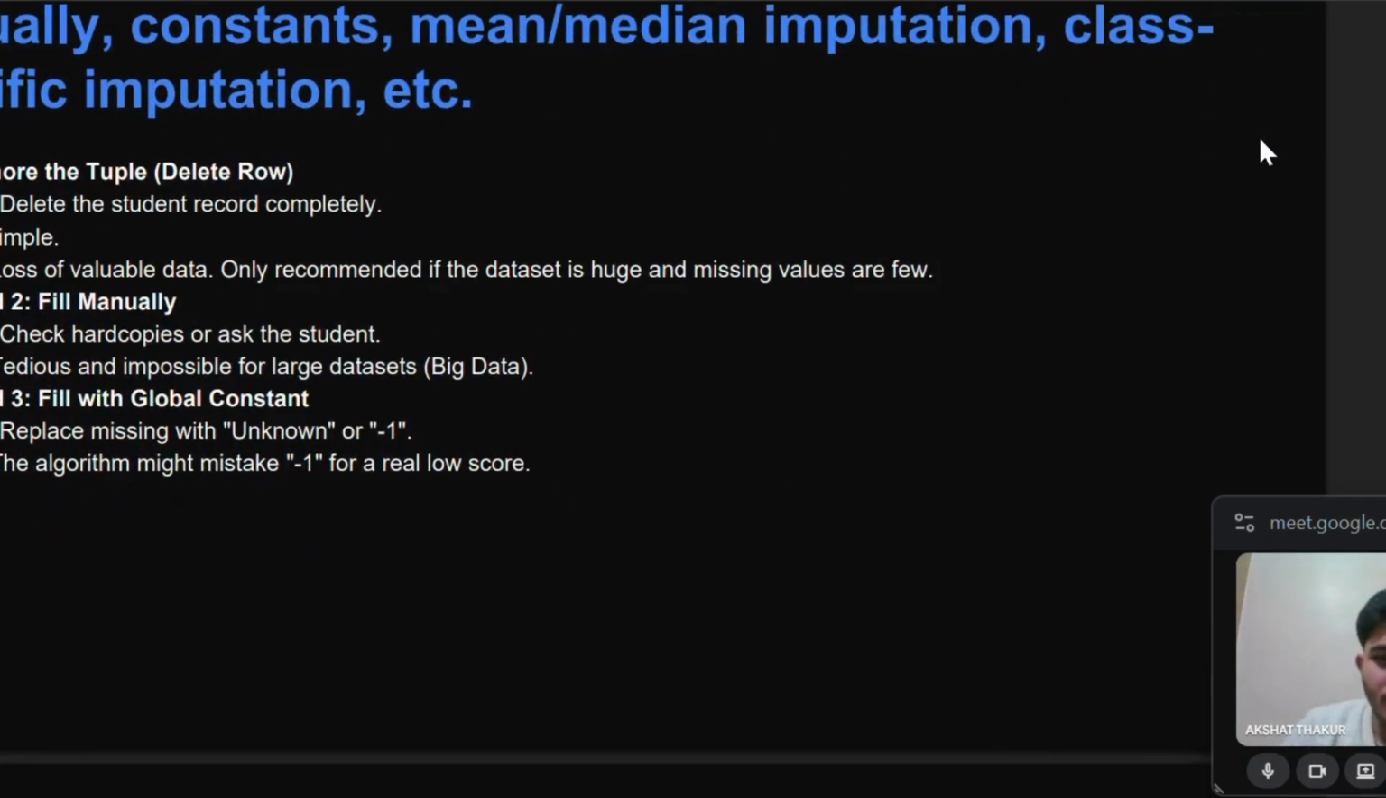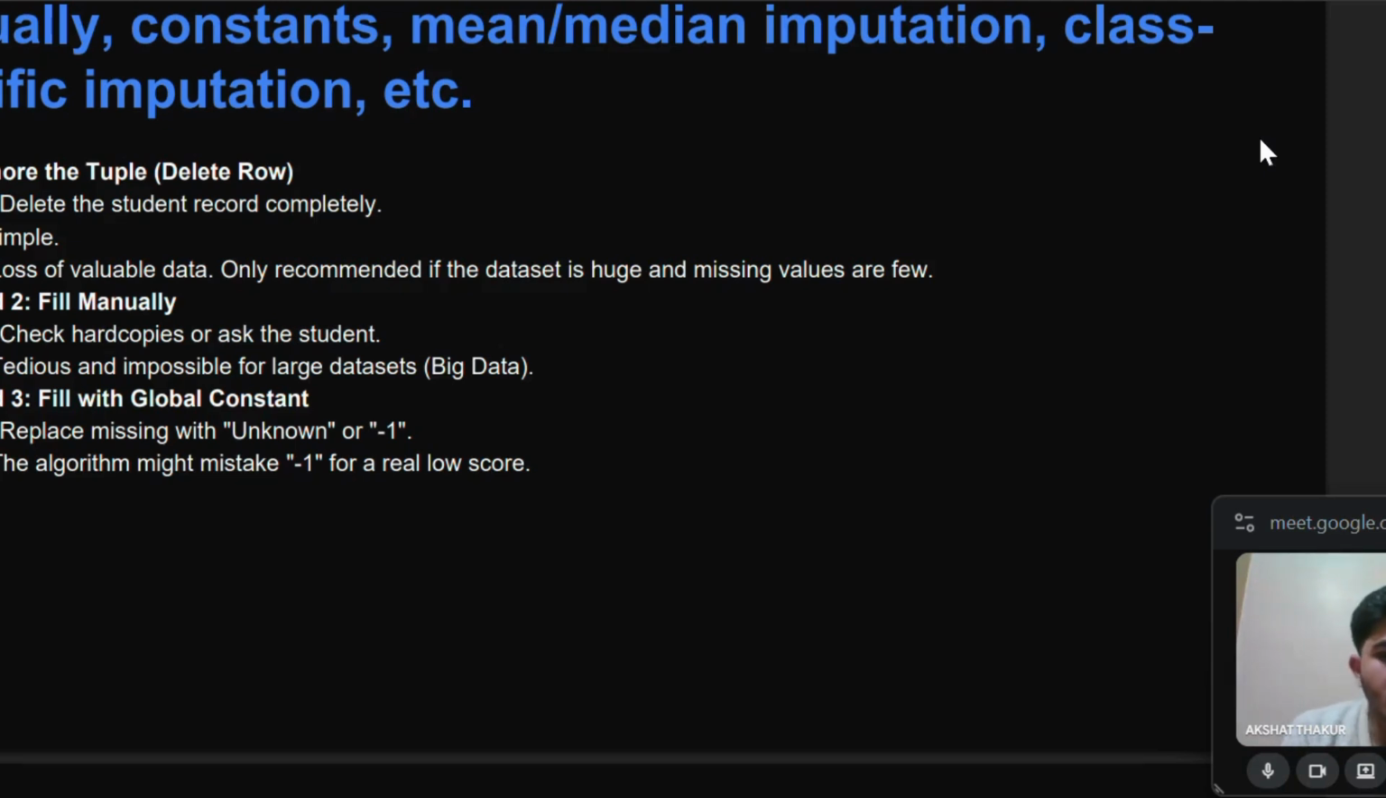Method one: ignore the tuple, delete the row. Action: delete the student's record completely. The pro is that it is simple. The consequence is loss of valuable data, so it is only recommended if the database is huge or the missing values are few. Second, fill manually. Action: check the hard copies or ask the student. The consequence is that it is tedious and impossible for a large database. If we have a large database, we cannot check the hard copies manually one by one.